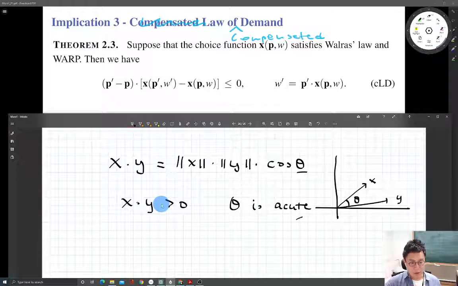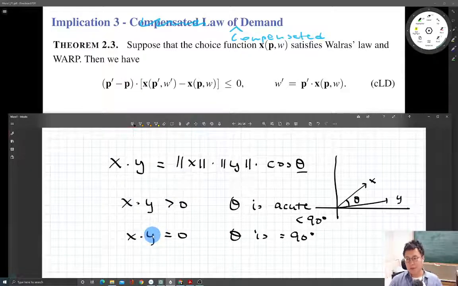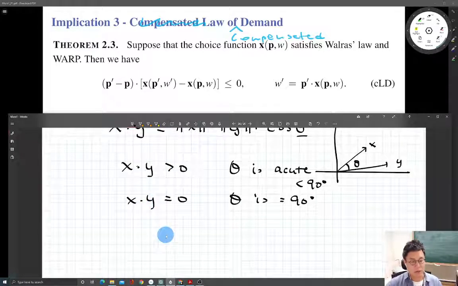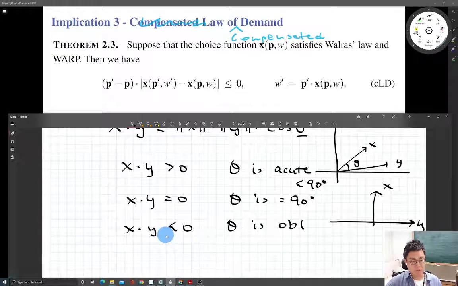That is smaller than 90 degrees. And if the dot product is equal to 0, then theta is equal to 90 degrees, meaning that the two vectors are perpendicular to each other, like this. And if the dot product is negative, then theta is obtuse, so it is larger than 90 degrees.